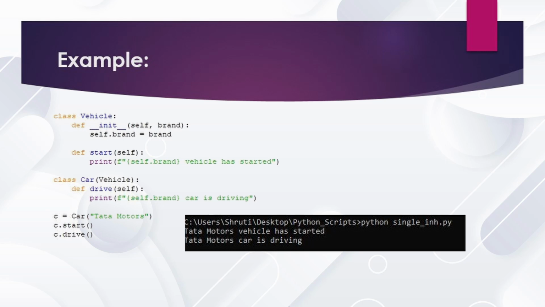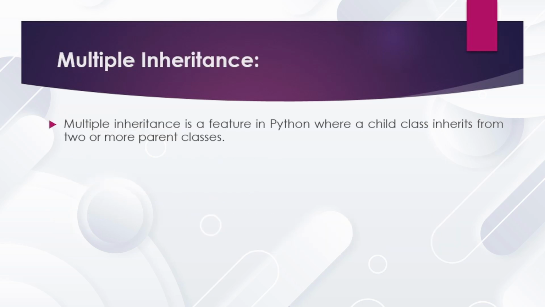C.start calls the start method inherited from the vehicle class, which prints the vehicle starting message. C.drive calls the drive method of the car class, which prints the car is driving message. Multiple inheritance is a feature where a child class inherits from two or more parent classes.